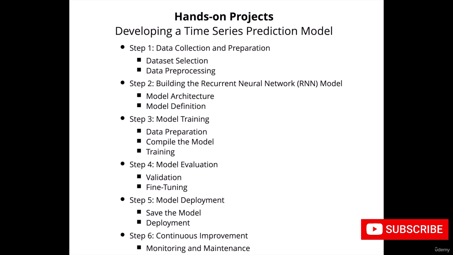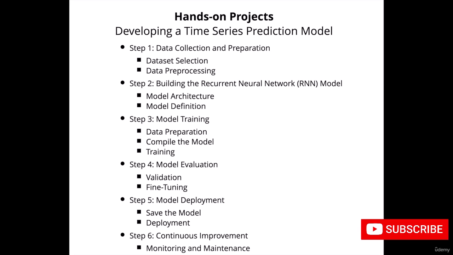Next, compile the model. Compile the RNN model by specifying the loss function, optimizer, and evaluation metrics. Next, do the training. Train the RNN model on the training dataset using TensorFlow's fit function. Monitor training progress using callbacks like model checkpoint and early stopping. Next step is model evaluation. First, validation. Evaluate the trained model's performance on the validation dataset using metrics like mean squared error, MSE, mean absolute error, MAE, etc.